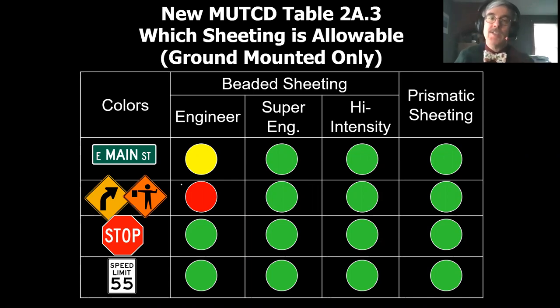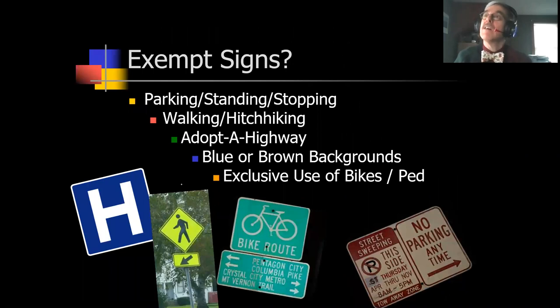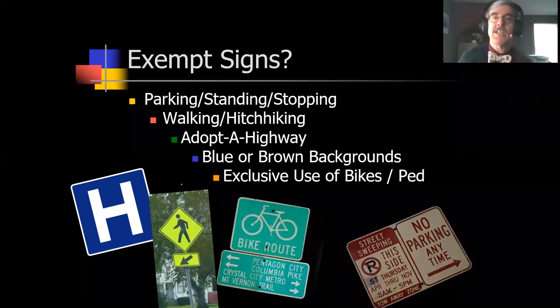Now, according to the standards, and actually there's a slide out there that says certain signs are exempt. It listed parking, standing, stopping, walking, hitchhiking, adopt a highway, blue or brown, exclusive use of bikes and peds. First off, while these were exempted from a numerical standard, they still need to be bright. Because think about it, are the kids going to school at night? Do we still want pedestrian signs to be visible? Is that hospital open 24 hours a day? Is that sign pretty important? So while they're exempted from a numerical standard, they still need to be retroreflective. They still need to be seen at night if they're used at night.